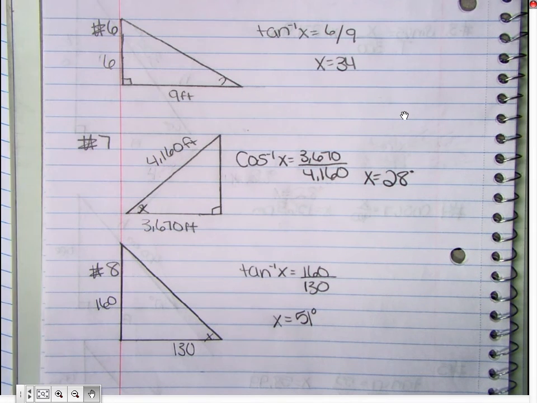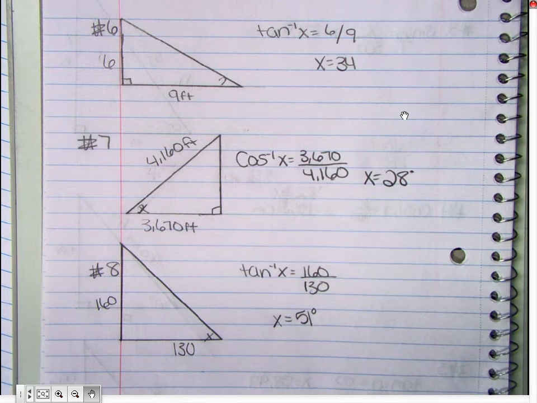An airplane which has taken off from an airport traveled a ground distance horizontal of 3,670 feet. What is the angle of elevation from the point of takeoff to the point where the plane has traveled 4,160 feet through the air? Round to the nearest degree.